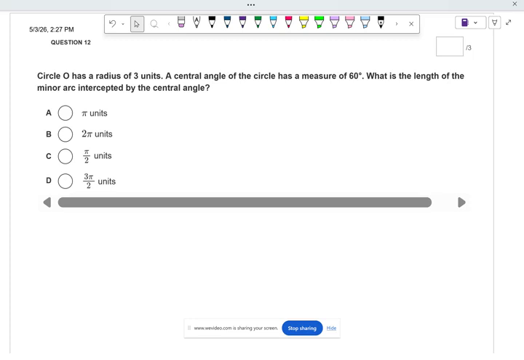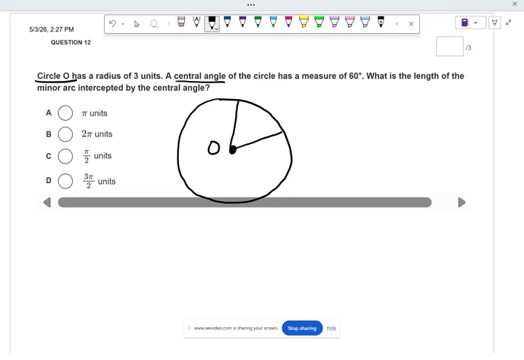This is all vocabulary. They want you to draw a picture for all of this information. So we start by doing our best to draw a circle. At the center, put O. Make a central angle. That central angle has a degree measure of 60 degrees. Therefore, the arc is going to be 60. They want the length.